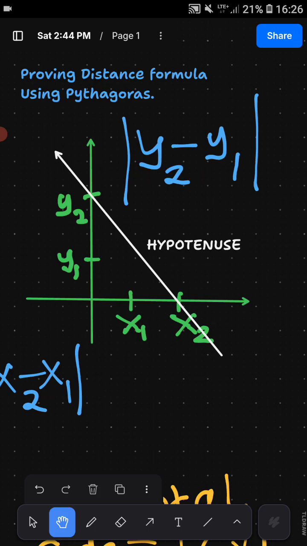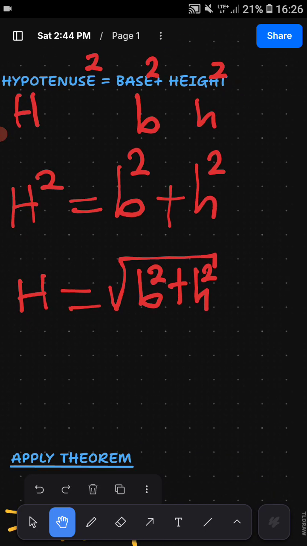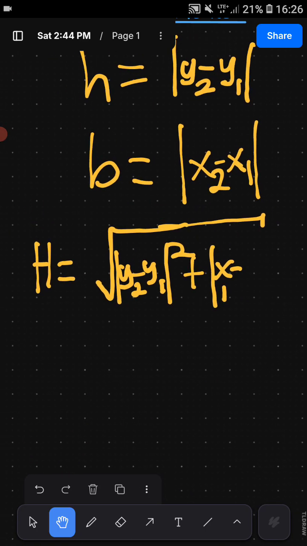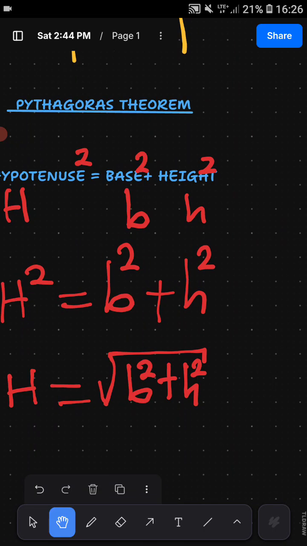So if we apply the Pythagoras formula, given that the square of the hypotenuse of a right angle triangle is equal to the square of its base plus the square of its height. Now, mathematically, if we introduce a square root sign to both sides of this equation, the square root sign cancels the square on h, and we have the hypotenuse to be the square root of the sum of b squared and h squared.